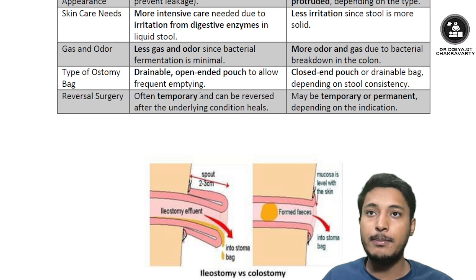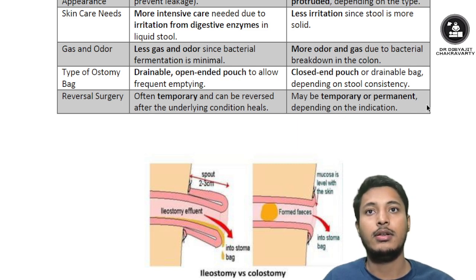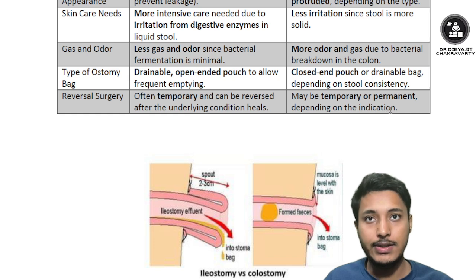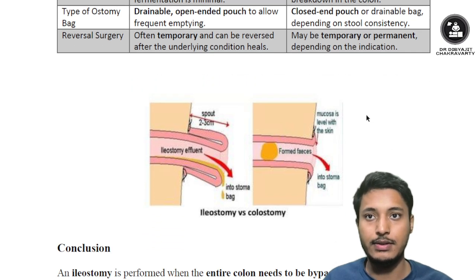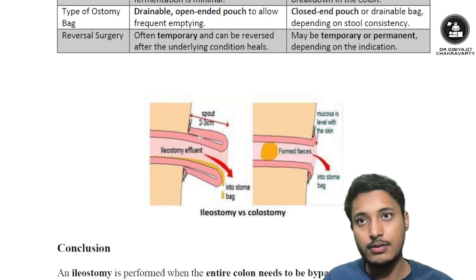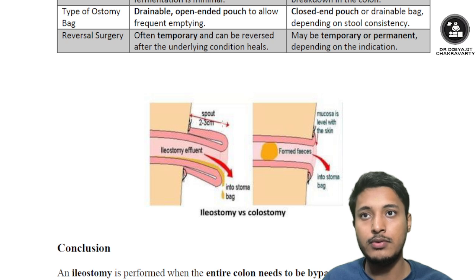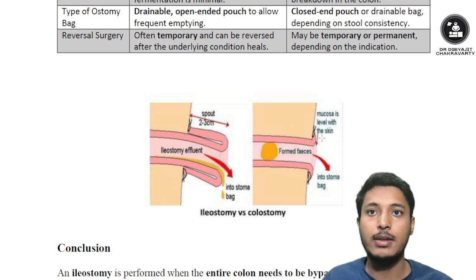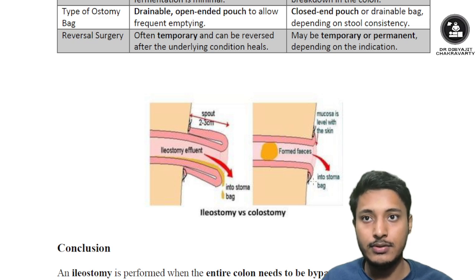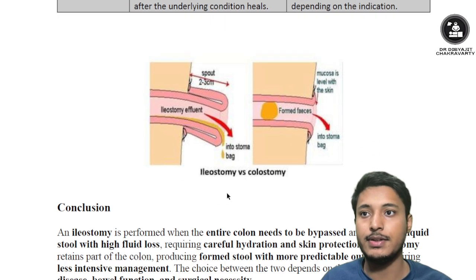Reversal surgery: ileostomies are often temporary and can be reversed after the underlying condition heals. Same for colostomy also, depending on the indication for which the colostomy was done. In this picture, we can see the spouting, that is the extension of the bowel loop, in case of ileostomy up to 2 to 3 centimeters above the skin level. But in cases of colostomy, it is at the level of the skin.